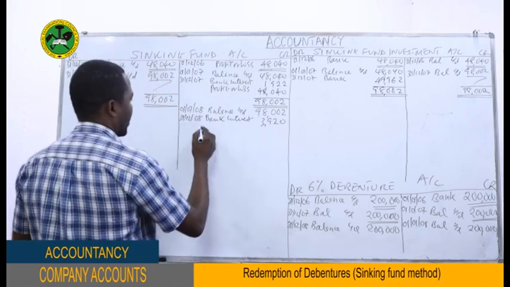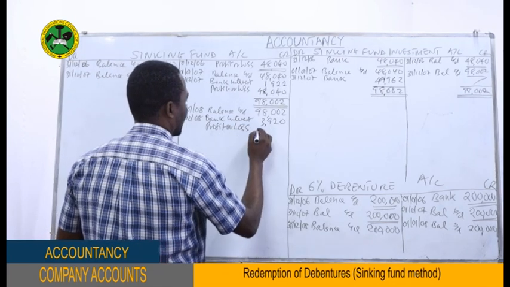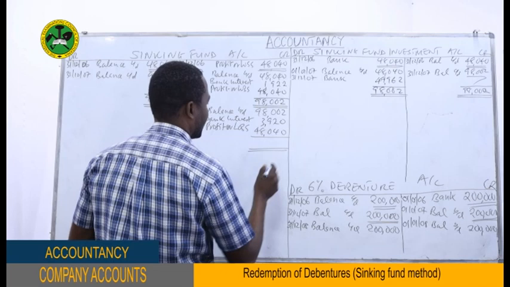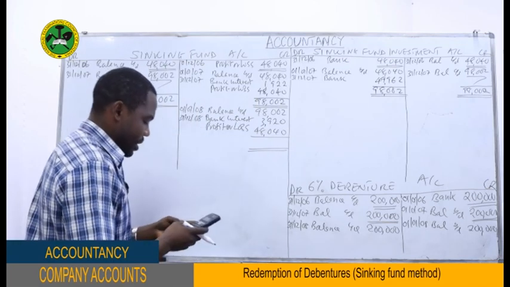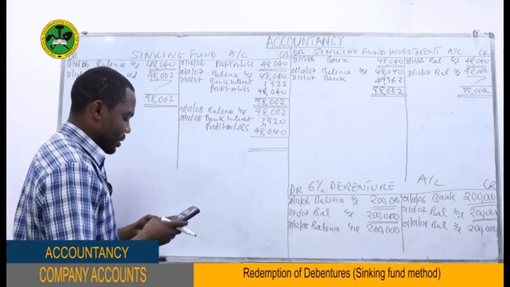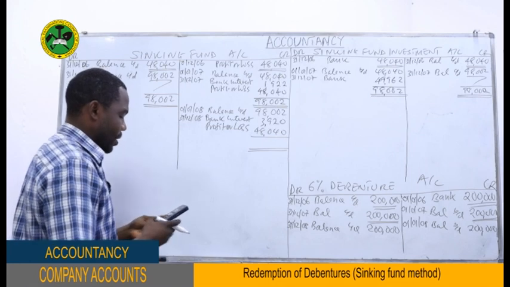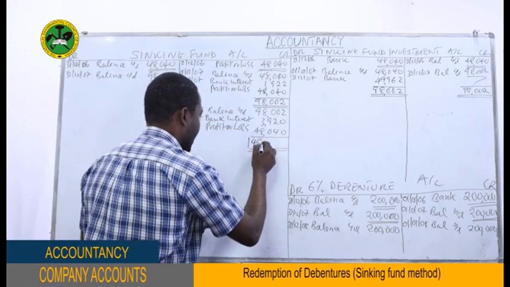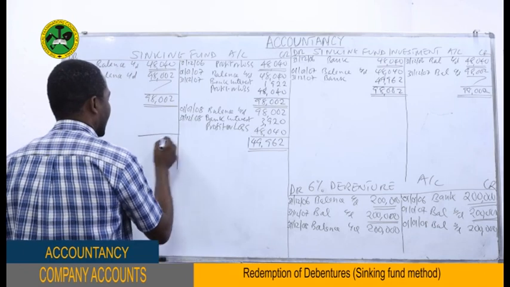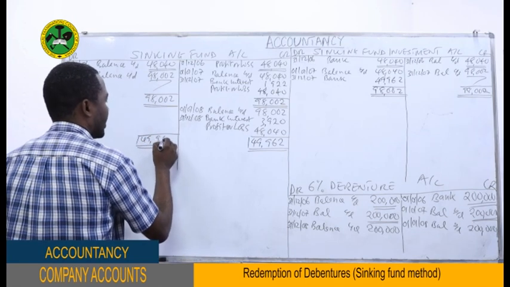Then we are going also to set aside to profit or loss the same amount, 48,040. So how much do we receive here again? So add 98,002 plus 3,920 plus 48,040. We get, yes, 149,962. So that will be the balance, 149,962.